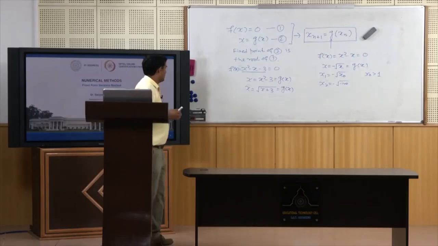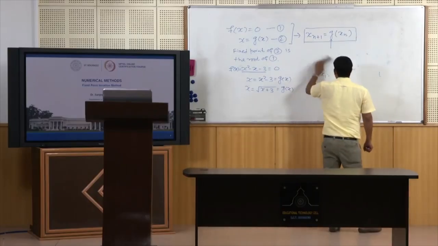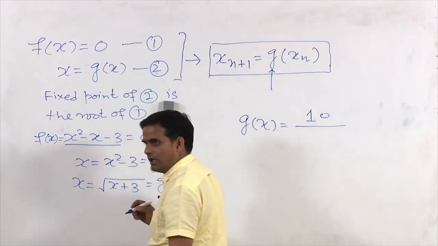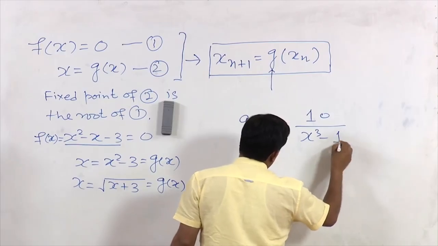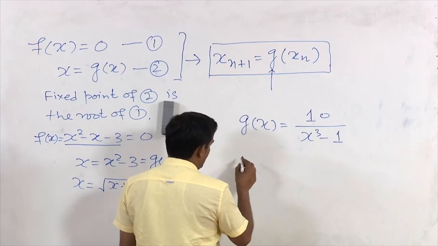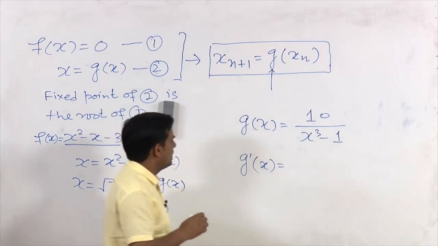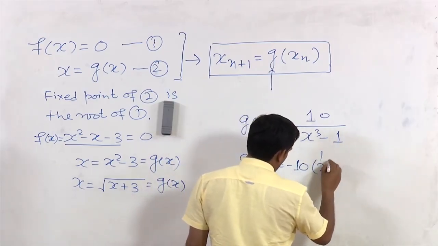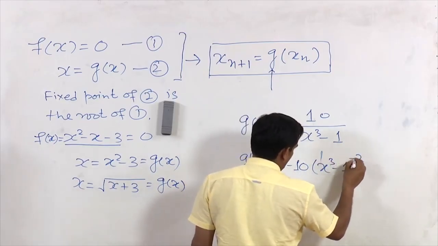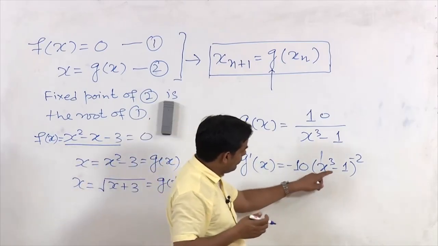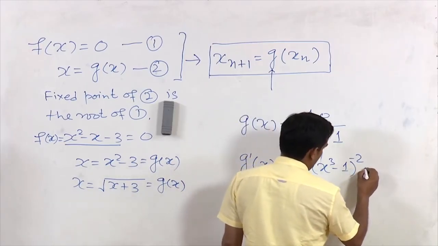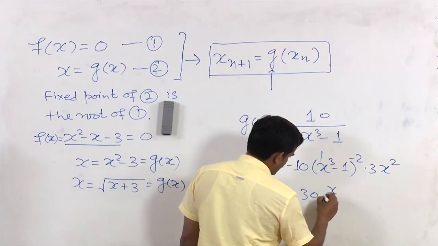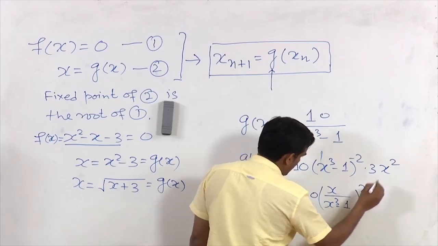So, what is the problem here? The problem is, if you see your g(x), here we are choosing g(x) as 10 upon x³ − 1. If I find g'(x), it will become -10 × (x³ − 1)⁻² × 3x². So, basically I can write it as -30x² / (x³ − 1)².